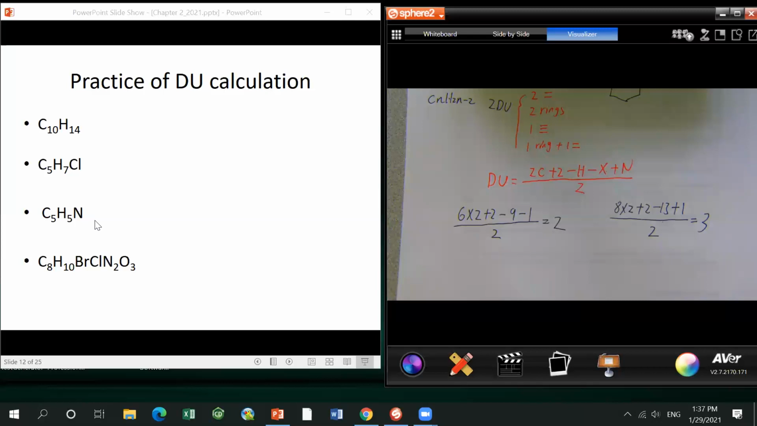All right, take a try. You can either use your annotation tool and write your answer on the screen, or type your answer in the chat window, either way is fine. You just try to get a little bit of an idea whether you learned how to do it. Again, two times carbon number plus two, minus hydrogen number, minus halogen number. Put your answer on the screen. Don't draw the structure, write the equation.